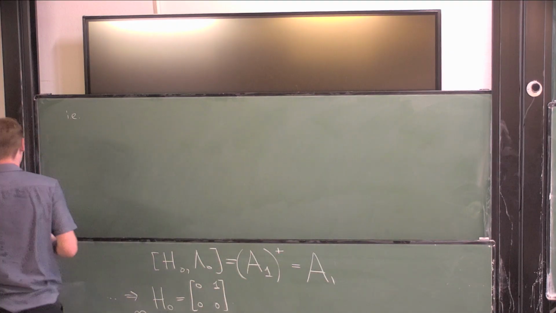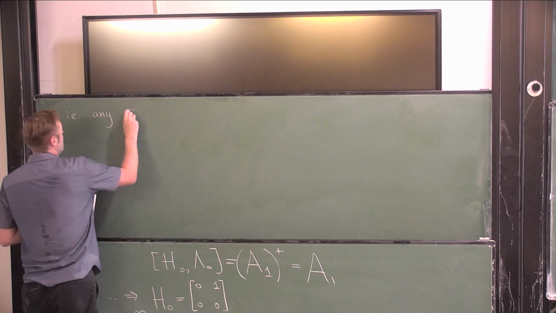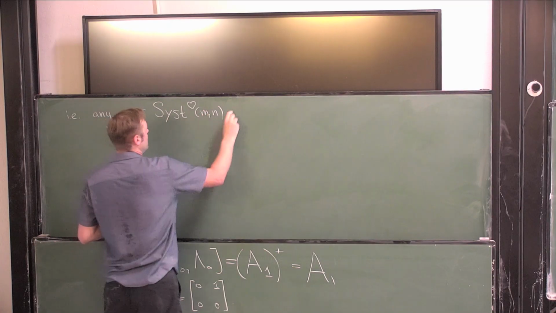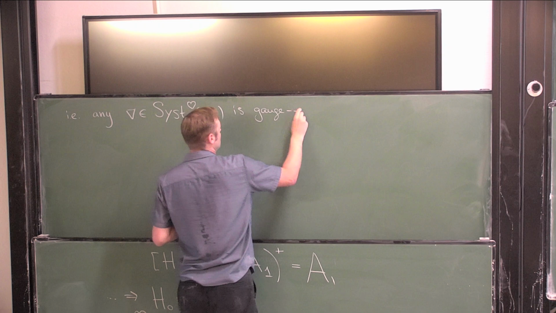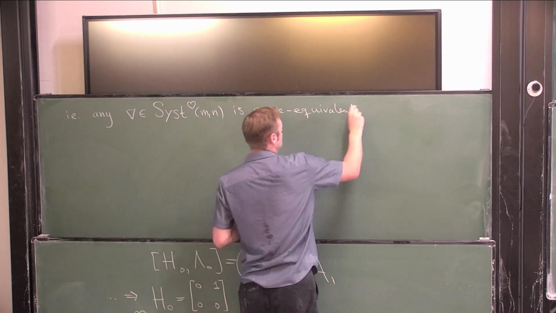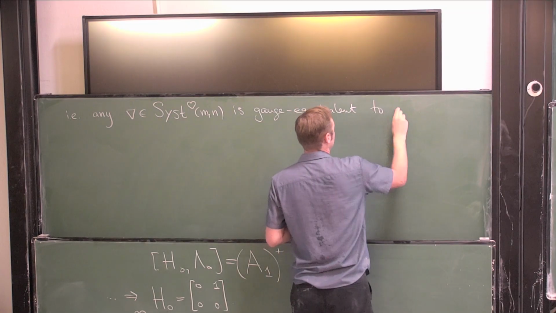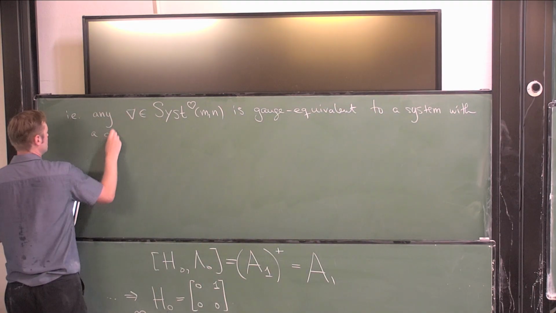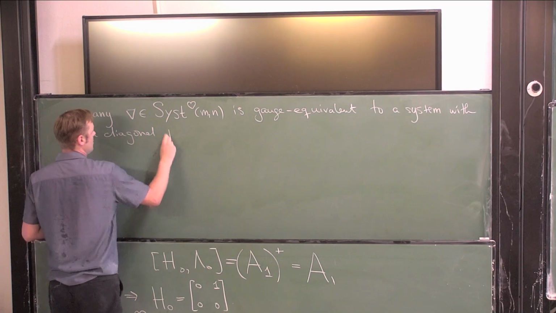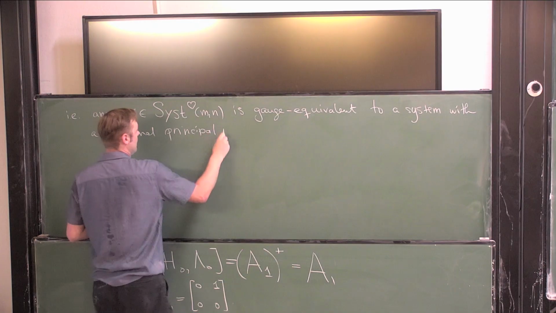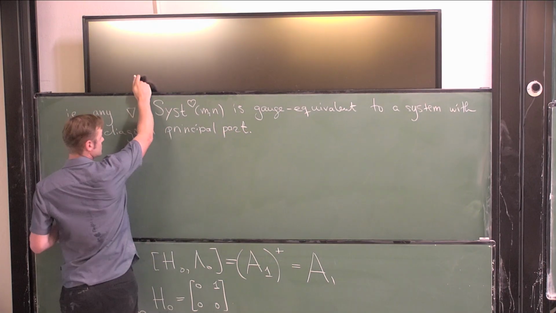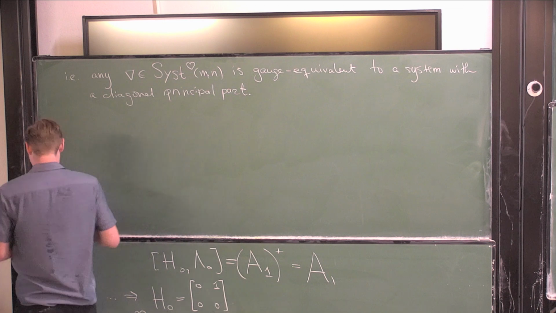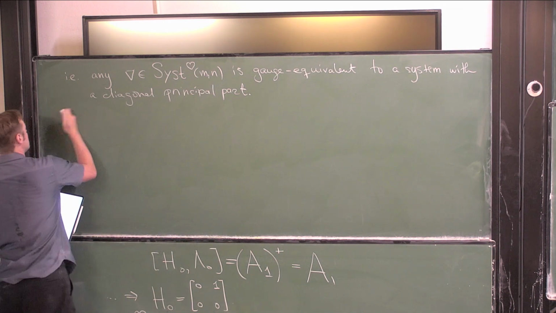So what it says is that, in other words, any nice system is gauge equivalent to a system with a diagonal principal part. So, okay, maybe even more diagrammatically.